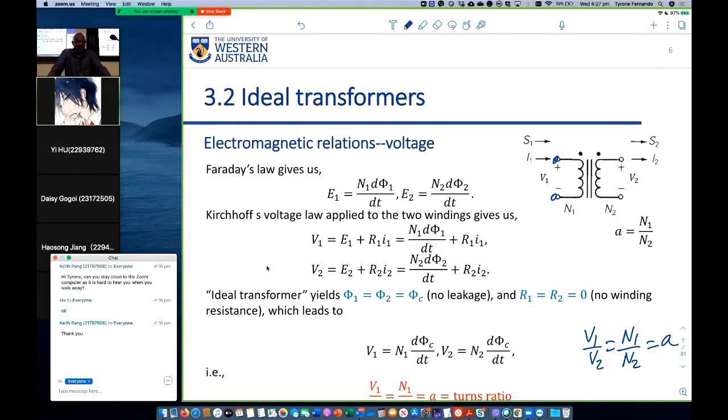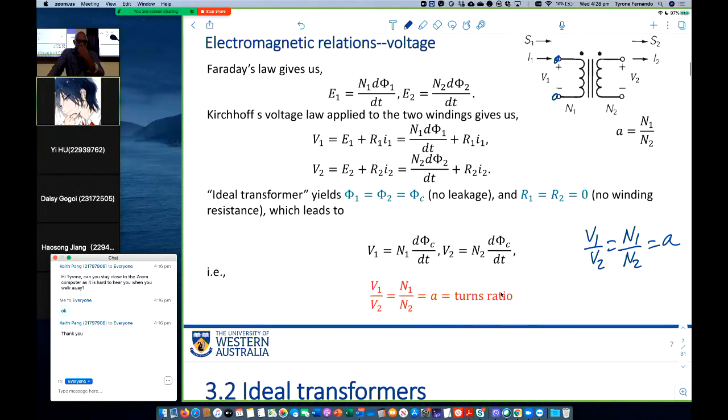Phi 1 is equal to phi 2, equal to phi c, the flux in the core. There is no leakage. And then V2 can be written as N2 d phi c dt, right? So that leads us to, if you divide these equations one with the other, then V1 on V2 must equal N1 on N2. The time derivative of the flux terms cancel out. And N1 on N2 is a lowercase a, which is also called the turns ratio. This is the ideal transformer equations.